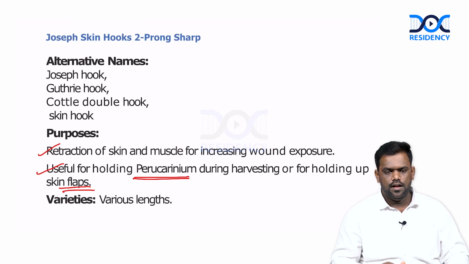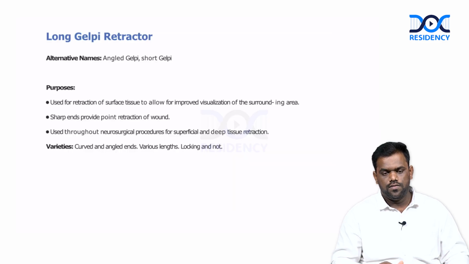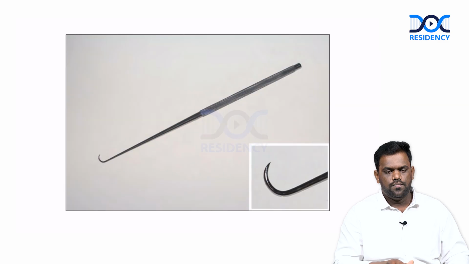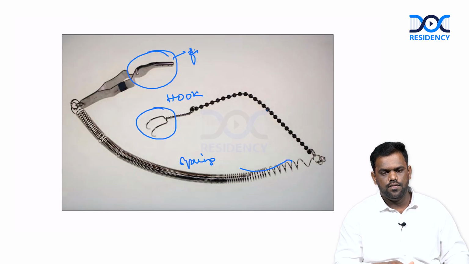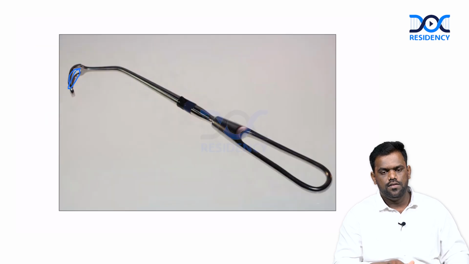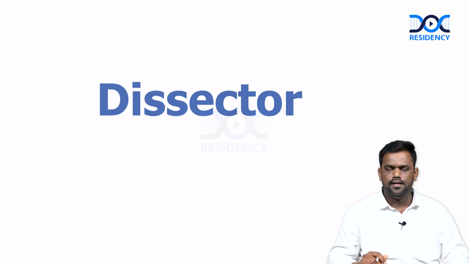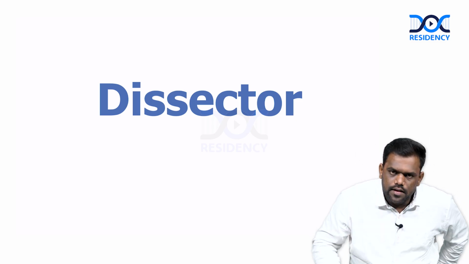Okay, and this is our Joseph skin hook with the 2 sharp prongs. So it is a long Galpy retractor with the blunt end. This is our Joseph skin hook. Okay, it is our rotating Galpy retractor. So fish hook with the stronger cables. So Cushing retractor, and this is our Army Navy retractor. This is about the dissectors. So various dissectors that we will use in neurosurgery.